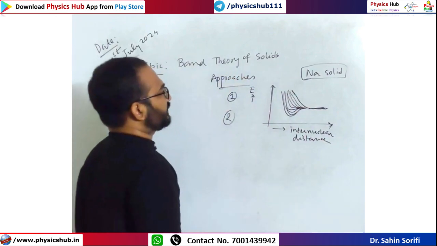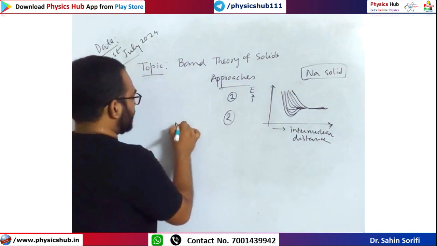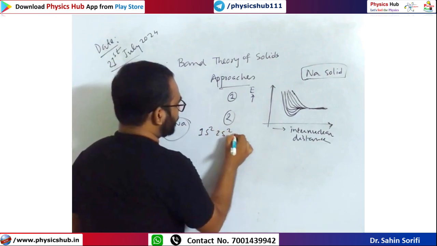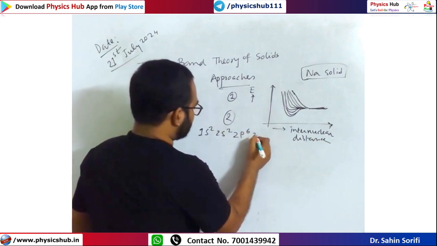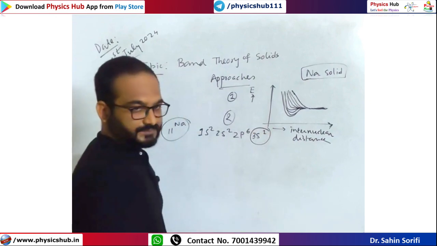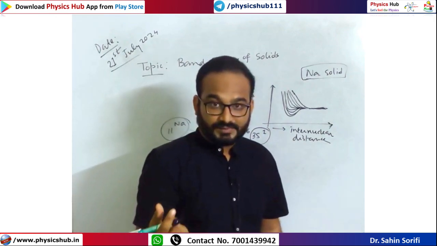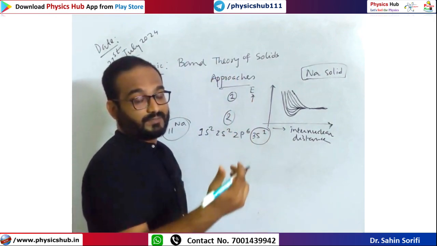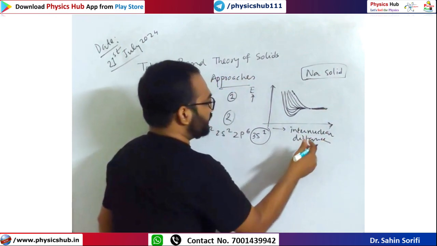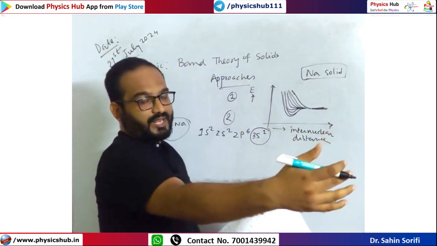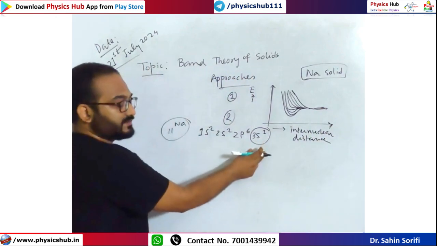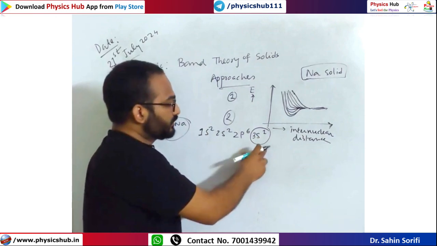Understand? For example, if you are considering sodium, 11 Na, what is the electronic configuration? It is 1s2, 2s2, 2p6, 3s1. So this is the valence electron. Now if you consider one sodium atom, it has one valence electron, and corresponding to that you will get one valence wave function. As long as the sodium atoms are very far away from each other, you will get a single line, because the valence electron wave functions are not superimposing on each other.